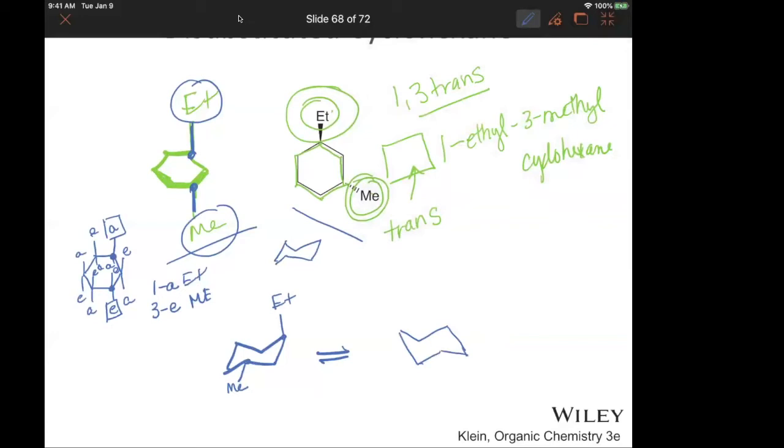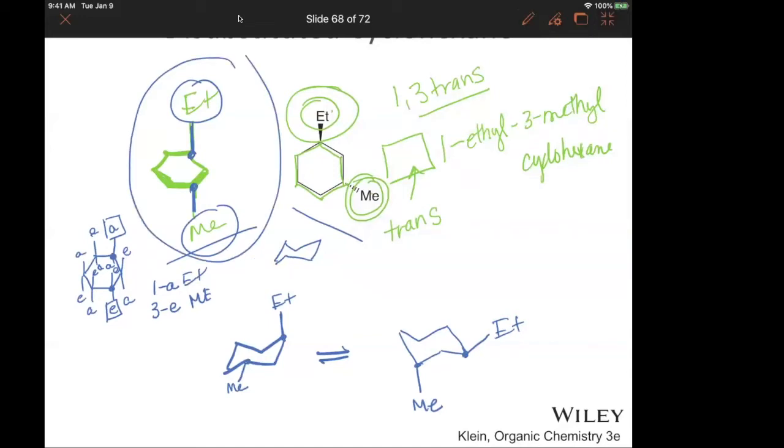And so now we have our ring flip. If this is carbon number 1 right there, then this is carbon 1, and it went from axial here to equatorial here. Carbon number 3 was equatorial, and now it's axial, and so that's going to look like that. And so here are the 2 ring conformations of this flat ring that was drawn above.